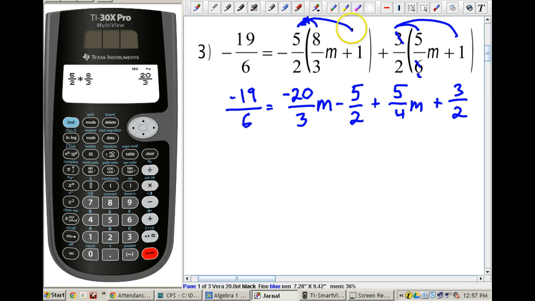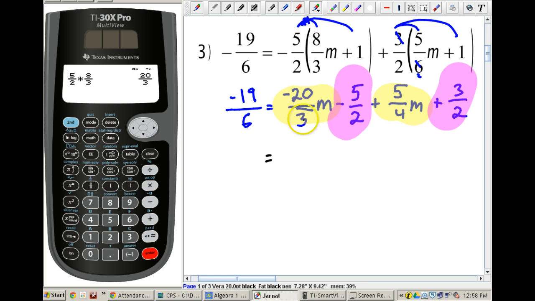Alright. Let's see here. These are on the same side. These numbers are on the same side. Just going to combine like terms. Okay, so I have to do, let's see, negative 20 thirds plus 5 fourths. And I have to do negative 5 halves plus 3 halves. That's a little bit easier.